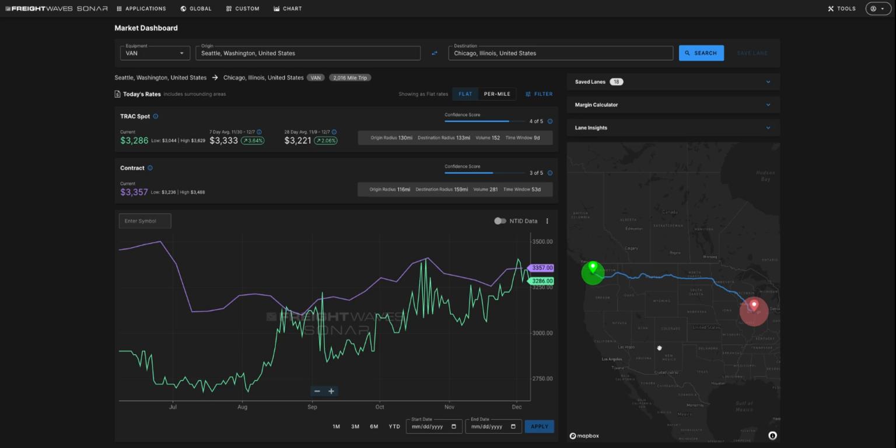Down here on the map, you can see the lane, the origin, and the destination. The circles on the lane are for the origin radius and the destination radius for the contract rates. That's how you're able to see that information.